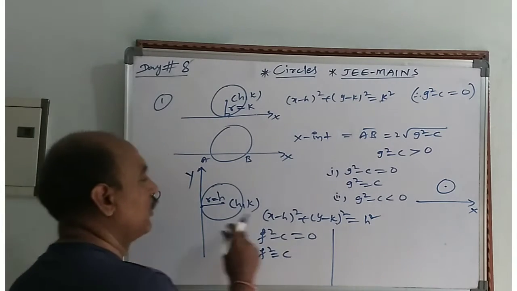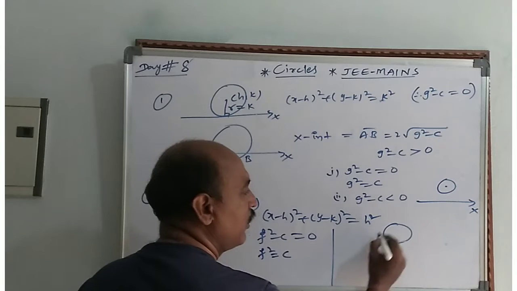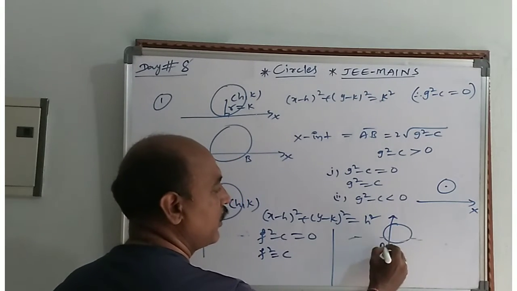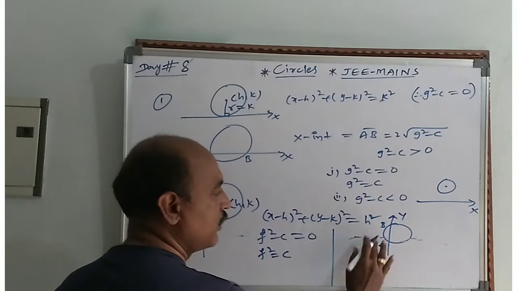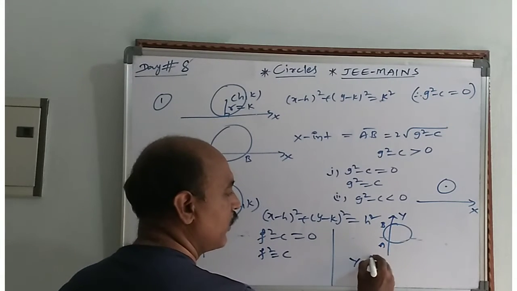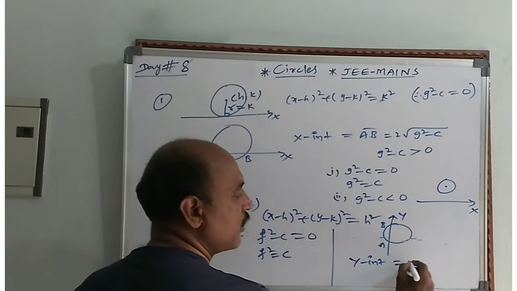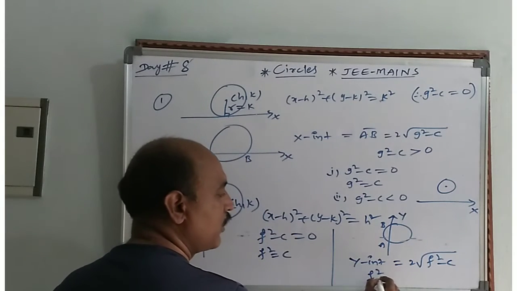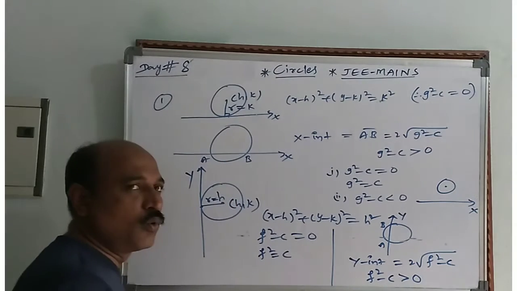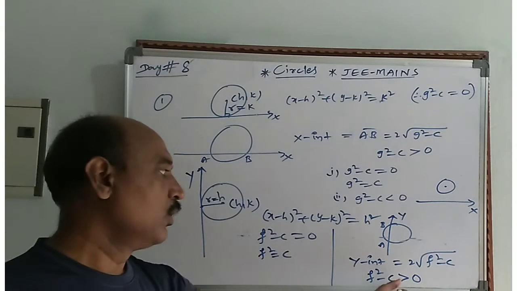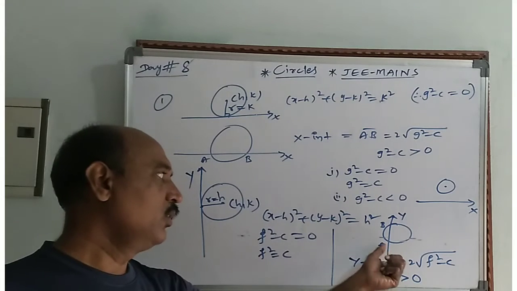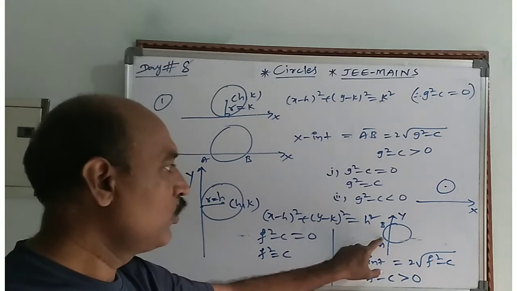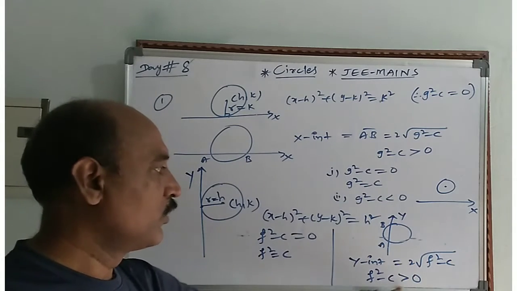Next, the circle intersecting the y-axis at 2 points. So the y-intercept is here A and B. This is the y-axis. The y-intercept is the length of AB, which is equal to 2 into under root f square minus c. Similarly, here f square minus c is always greater than 0, since the under root value is positive. If f square minus c is greater than 0, this is the y-intercept, the circle intersecting the y-axis in 2 points.